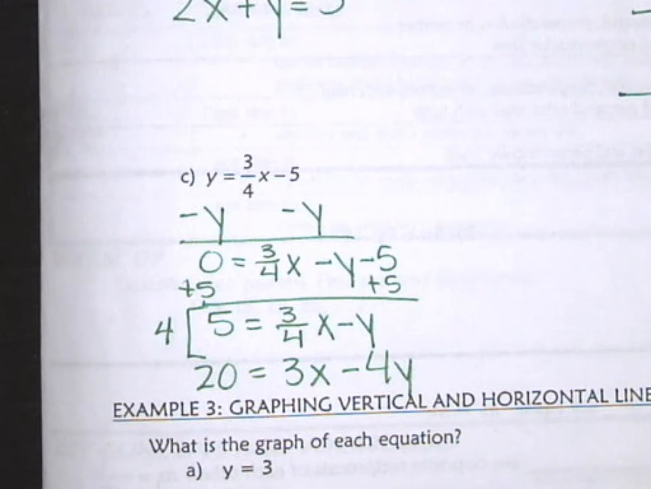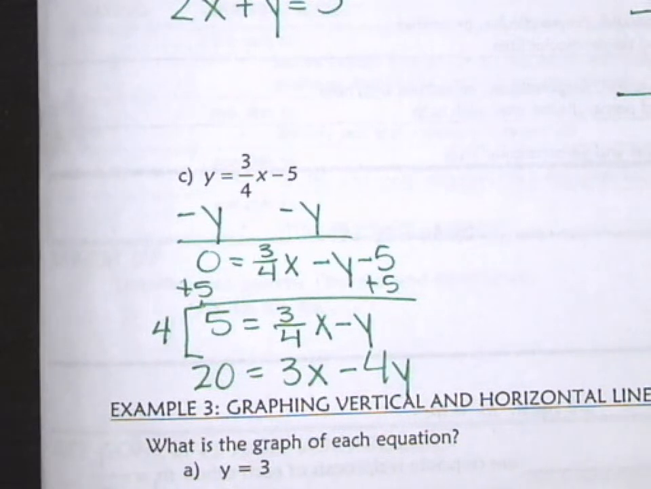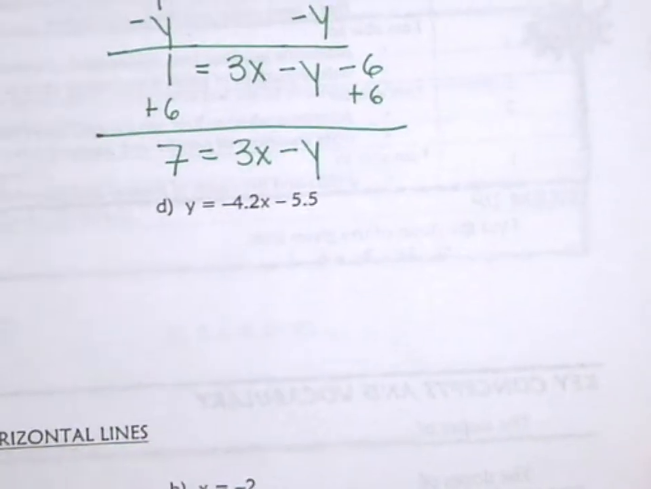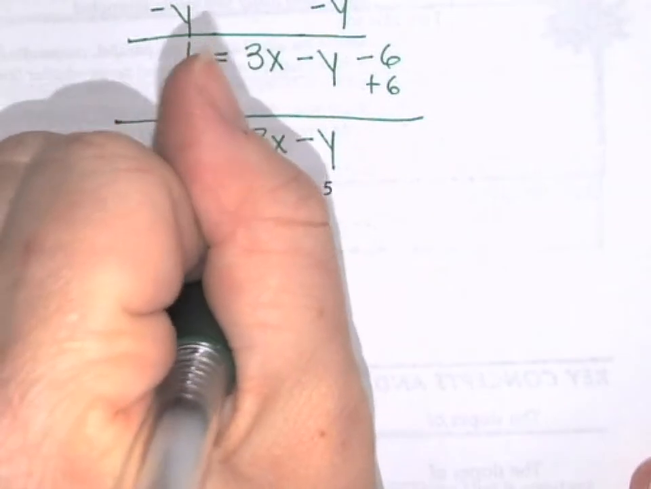I usually have my A term be positive if possible, but it doesn't have to be. It can be a negative number. So you can have negative 3x plus 4y equals negative 20. Those are equivalent.